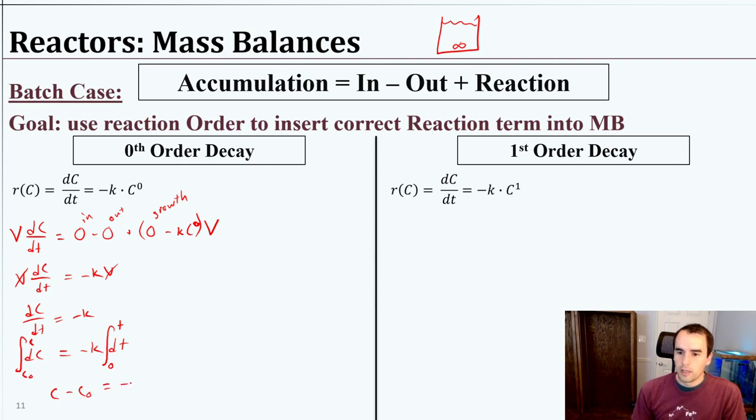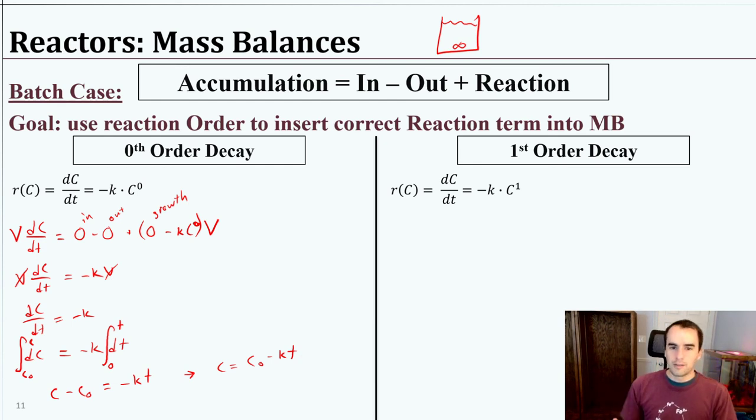Equals, and over here it's just going to be negative kt, because time t at time 0 is 0. So this is our equation, and if we're solving for c, then we can say c equals c naught minus kt. You've probably seen this type of equation before, and in fact, as we'll see today, a lot of these are directly analogous to physics equations.